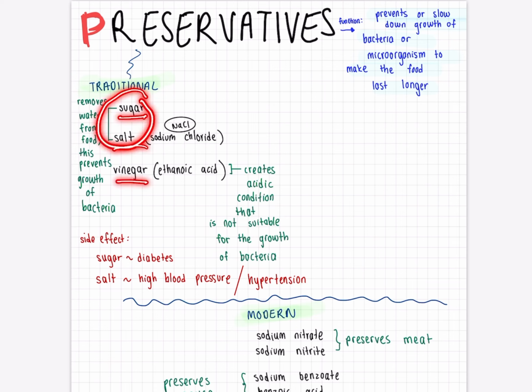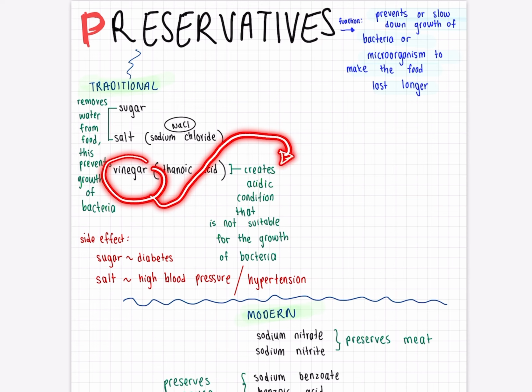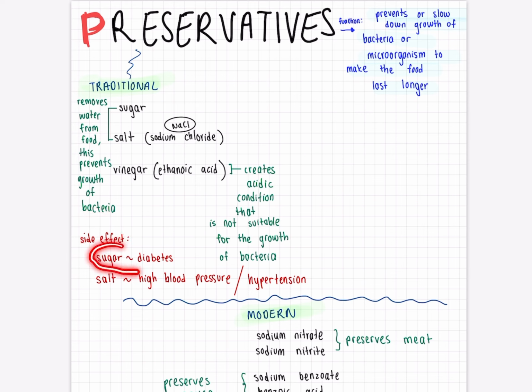For sugar and salt, what it does is it removes water from the food, which prevents the growth of bacteria. But vinegar, as we learned in chapter 6 of Form 4, is ethanoic acid, and ethanoic acid is a weak acid, and when you put it into the food, it creates an acidic condition that is not suitable for the growth of bacteria. So what are some side effects? For example, sugar, the side effects will be diabetes, and salt, it will be high blood pressure or hypertension.